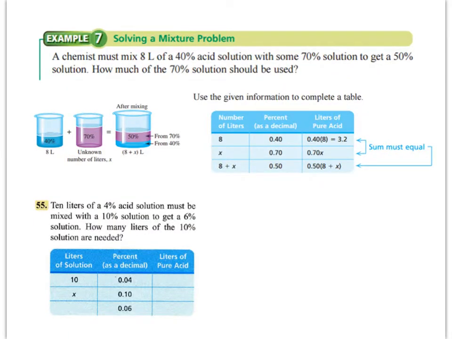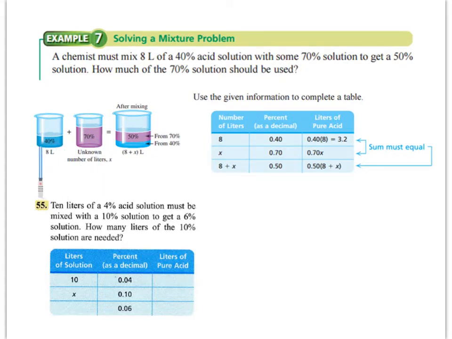All right, so here's another difficult question. We've got a mixture problem. A chemist must mix 8 liters of a 40% acid solution with some 70% solution to get a 50% solution. The question: how much of the 70% solution should be used? I would highly recommend at least the table in doing that, if not the table and the drawing.